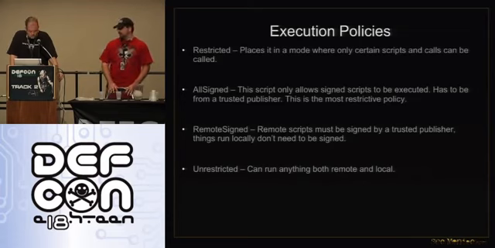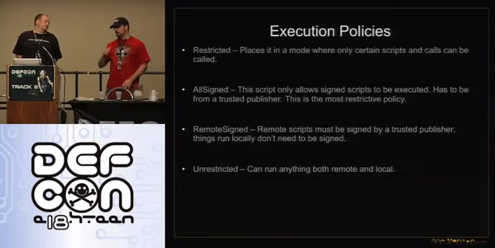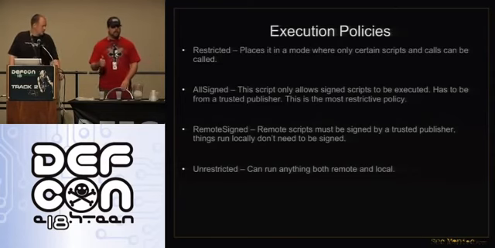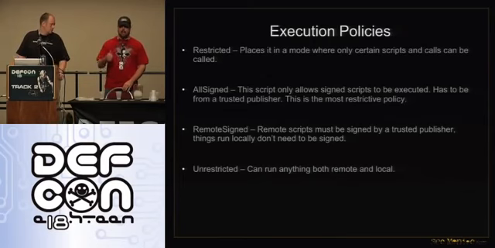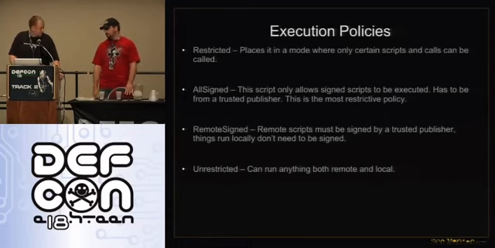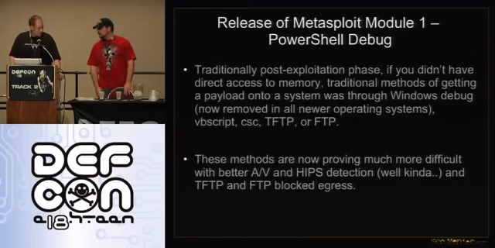The other one's RemoteSigned. Anything you download from the internet, it creates an alternate data stream that lets PowerShell know that it's been downloaded from the internet, and if it's not been signed, it will not execute, but you can still execute your own scripts that you've written. And then Unrestricted is unrestricted. You can execute any PowerShell script that you want. So it's unrestricted? That's what I heard.